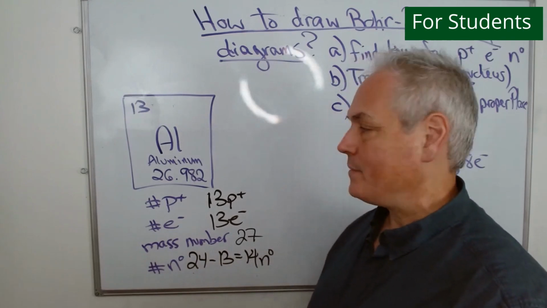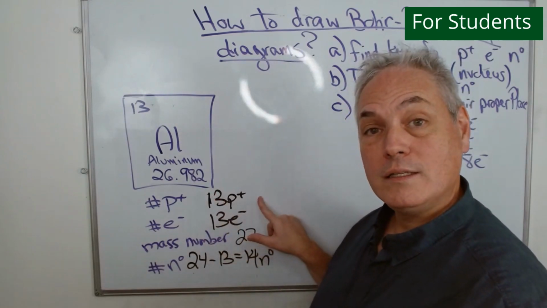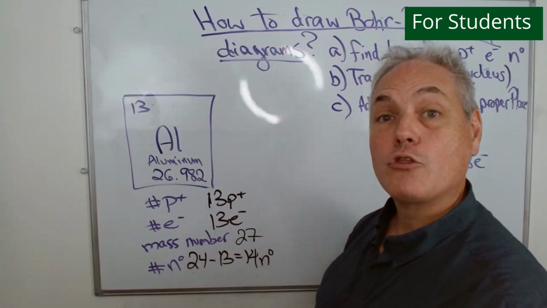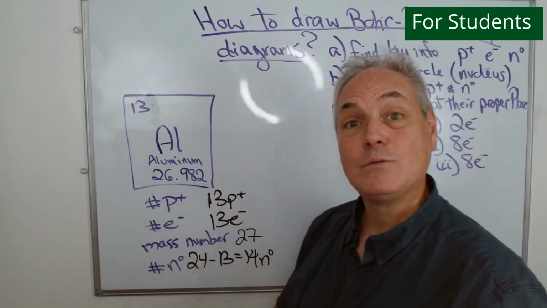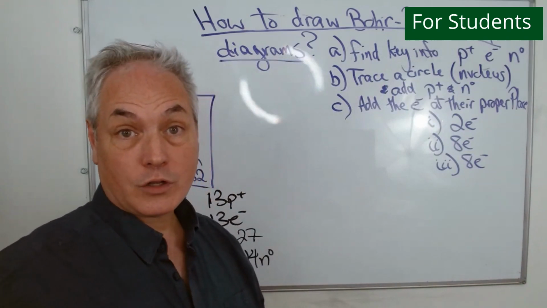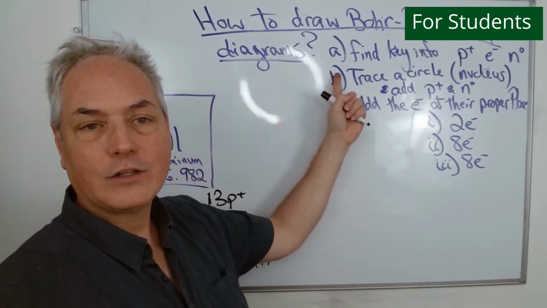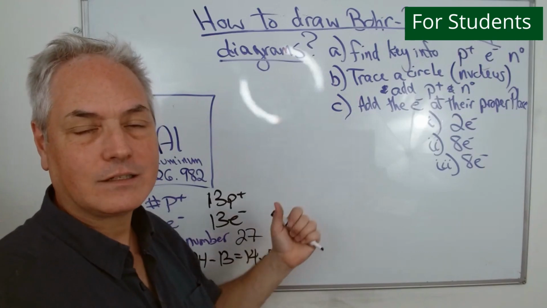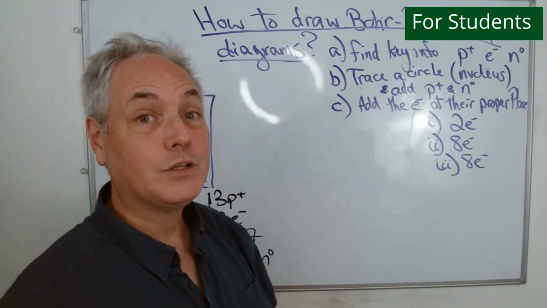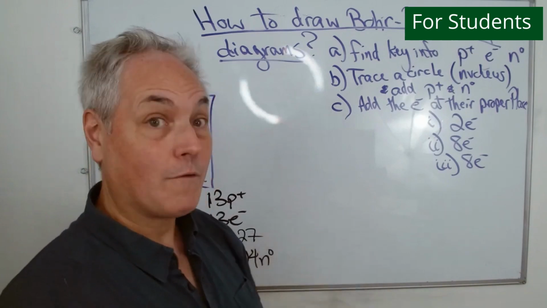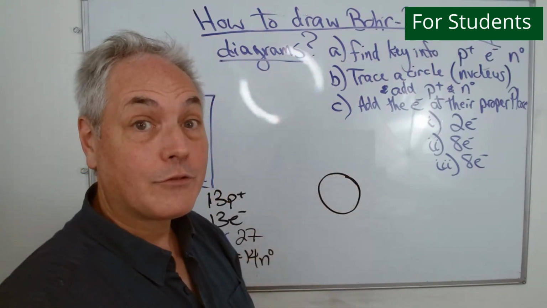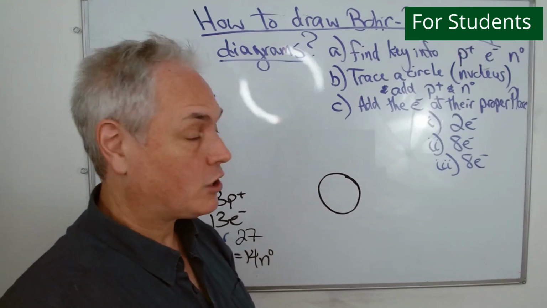So from this key information, we know that there are 13 protons and 14 neutrons in the nucleus, and I have 13 electrons to play with. Let's see what we're going to do. When I want to put together the Bohr-Rutherford diagram, first thing I need is the key information, which I have right now. Second, I'm going to trace the circle to represent the nucleus and put the available information. So I know I have 13 protons and 14 neutrons.